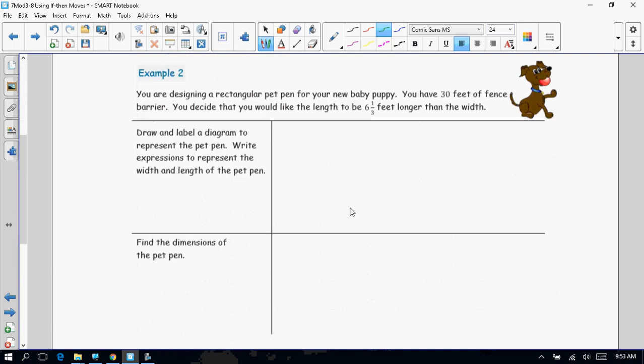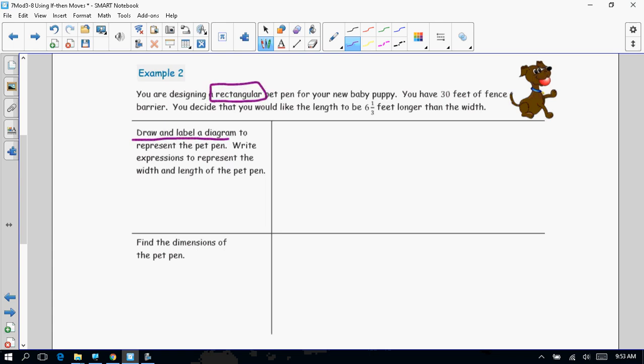All right, example 2. You are designing a rectangular pet pen for your new baby puppy. You have 30 feet of fence barrier. You decide that you would like the length to be 6 1/3 feet longer than the width. Draw and label a diagram. As soon as you see anything with a shape, you should automatically go, okay, I'm going to draw this out. I just want to have some idea of what's going on. So just draw yourself a rectangle, okay?